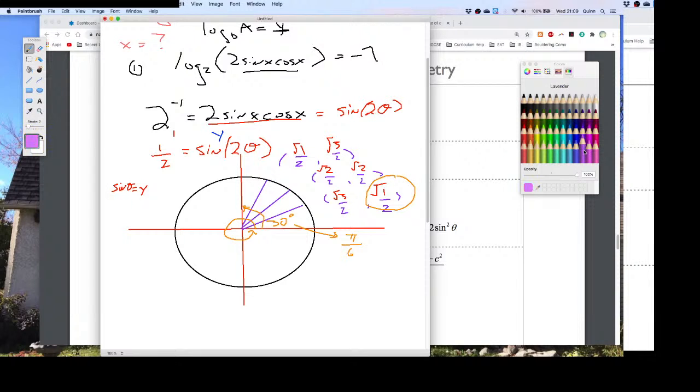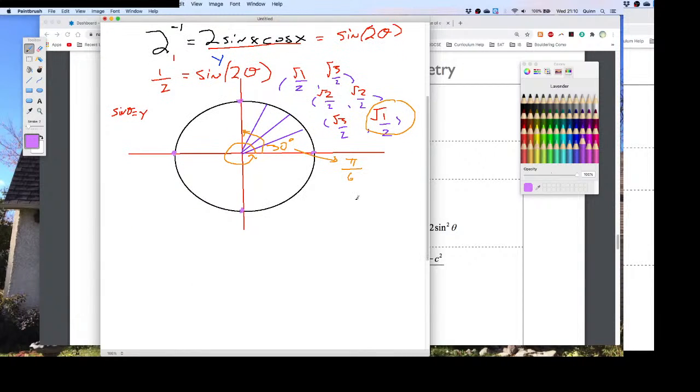So they want to find any angles between 2 pi and 5 pi over 2. If you don't know how you got 5 pi over 2, this is pi over 2. That's times 2, 3 times pi over 2, 4 times pi over 2, and then 5 times pi over 2. Okay? So we need to figure out this angle.